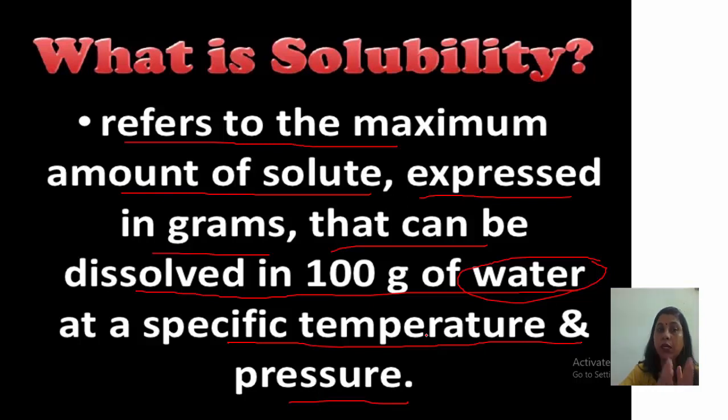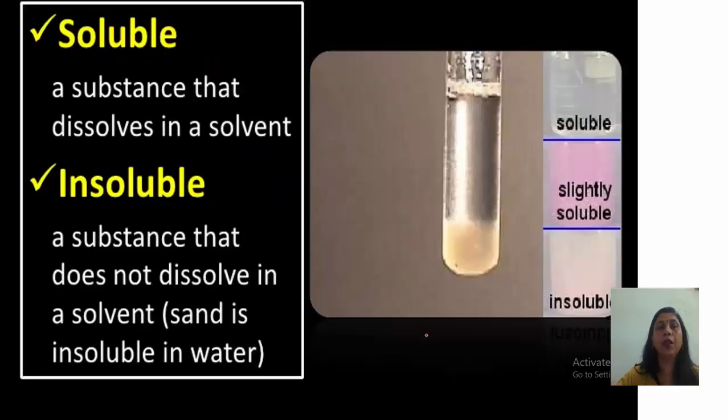Okay, that amount of solute should be expressed in grams and water or solvent should be taken as 100 gram. So that is known as the solubility of a substance at a particular or specific temperature and pressure. Now, substances may be soluble or may be insoluble. If a substance dissolves in a solvent, it is known as soluble. And if a substance does not dissolve in a solvent, it is known as insoluble.